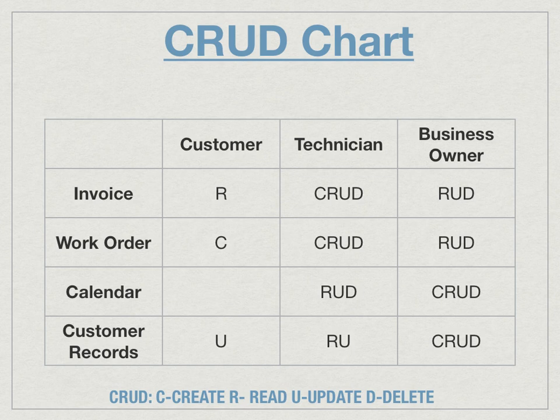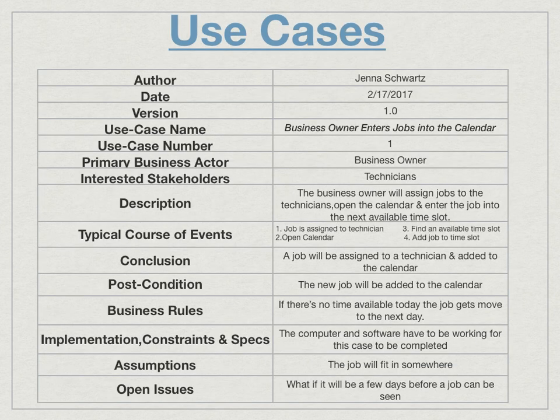They're updating it, adding the new jobs. And with the customer records, they're creating that file. They can read it whenever they want because they are the business owner. They can update it and they can delete that customer out if that's something they need to do. So we have our use cases to help sort of break things down a little bit more.